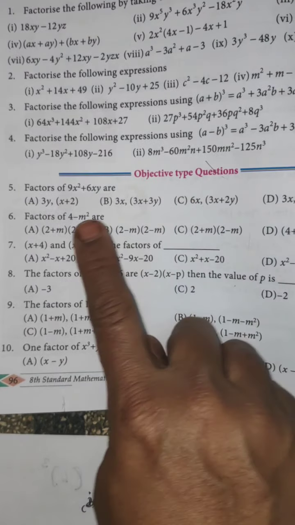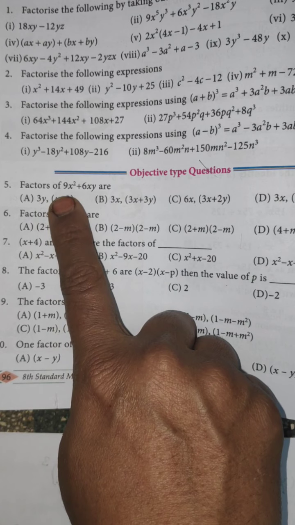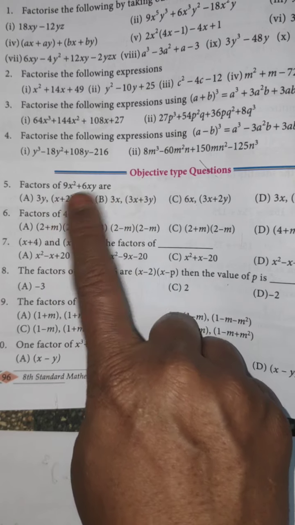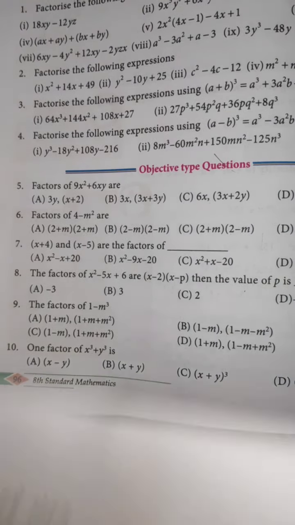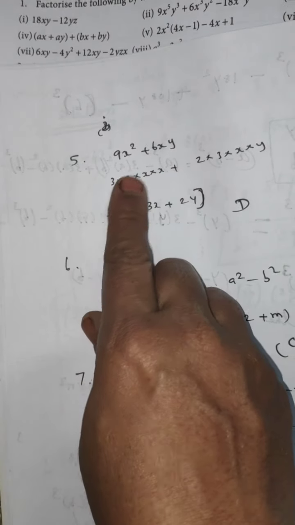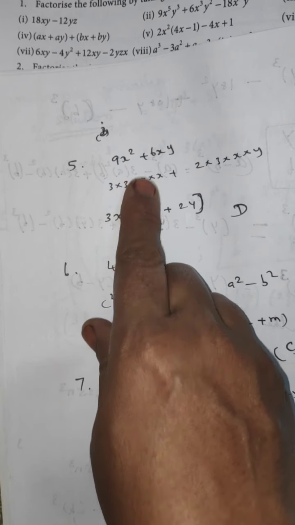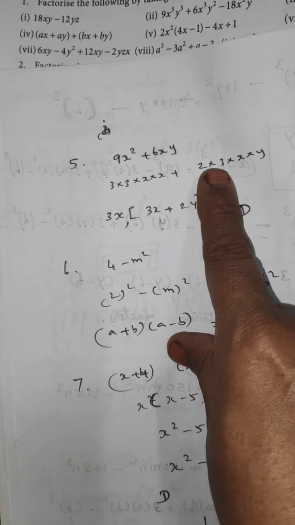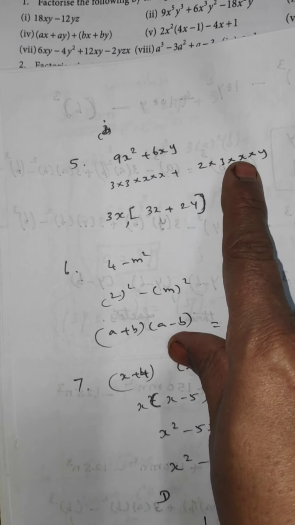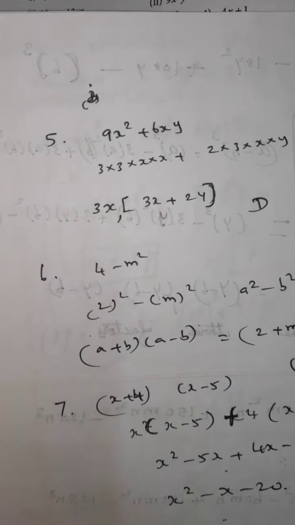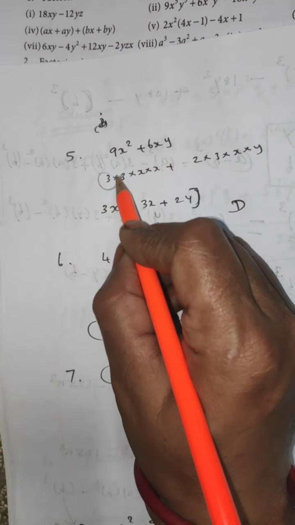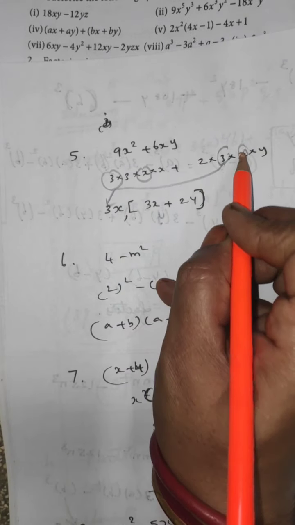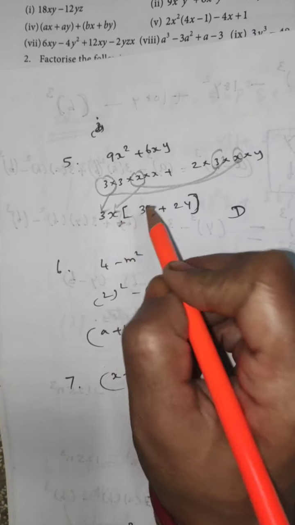Objective type questions. Factorize 9x squared plus 6xy, what is the answer? A, B, C, D, see the sum. 9x squared, how to expand? 3 into 3 into x into x, plus symbol, 2 into 3 for 6, how to expand? 2 into 3 into x into y. Select the common number. What is the common number? Here 3, there also 3. Here x, there 1x. So 3x is the common factor.